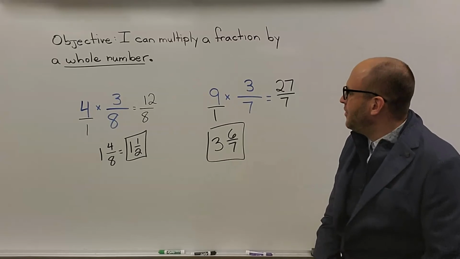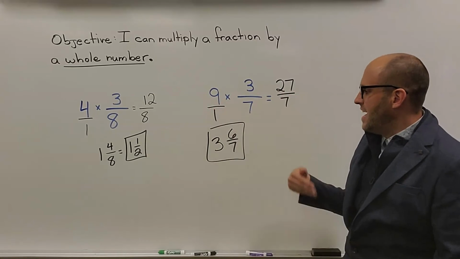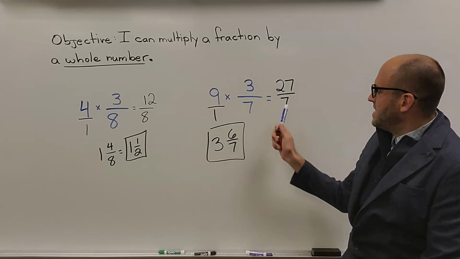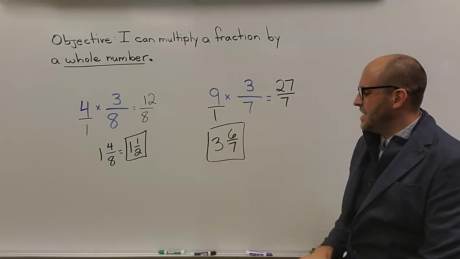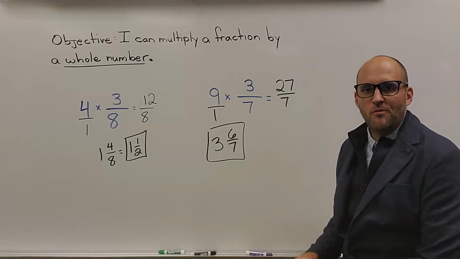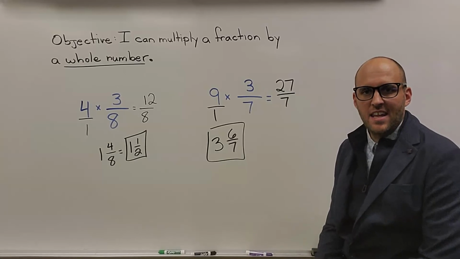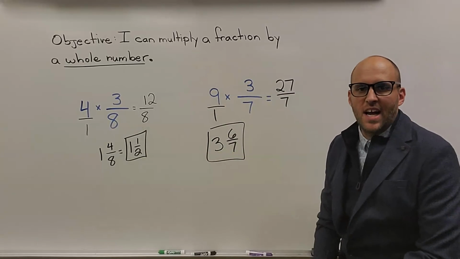Second answer, no simplifying needed. Just needed to multiply and then make it into a mixed number. 27 over 7 turns into 3 6/7. So hopefully this gives you a better understanding of how to multiply a fraction by a whole number.